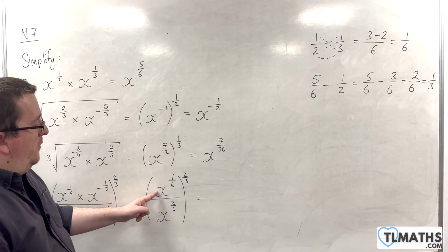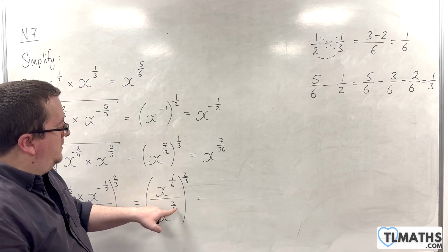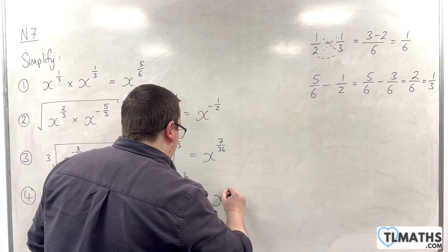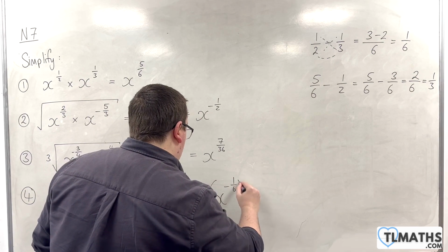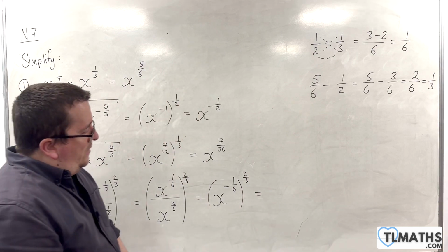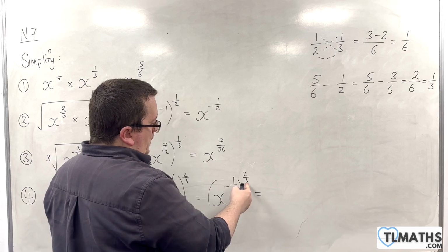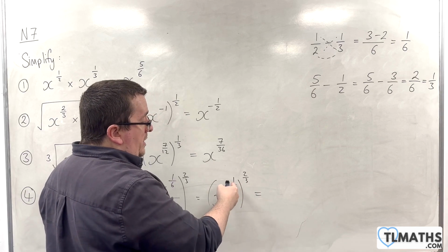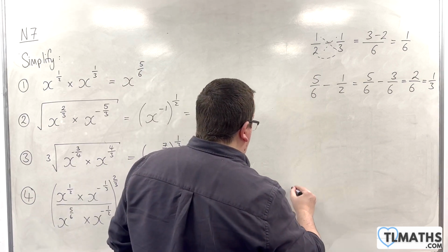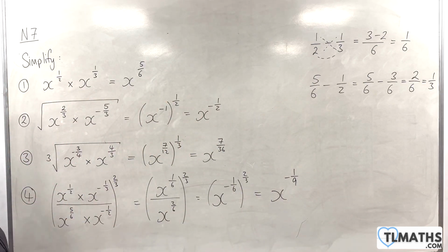So we've got x to the power of a 6th divided by x to the power of 2/6. 1/6 take away 2/6 is minus 1/6. And now I've got minus a 6th times by 2/3. Now that's going to be minus 2 over 18, which is minus 1 over 9. So x to the power of minus 1 over 9. And that is what this simplifies to.